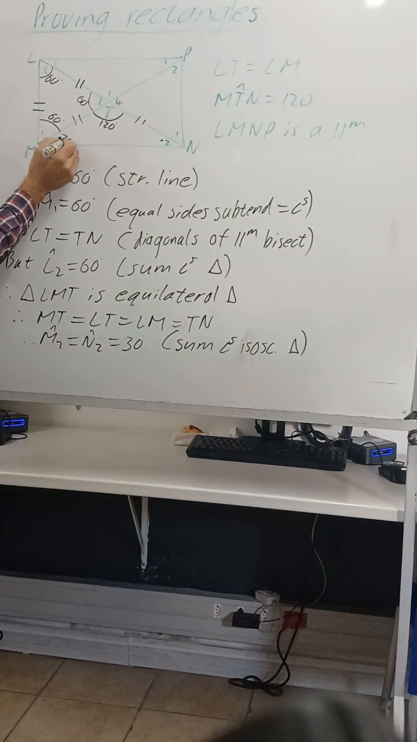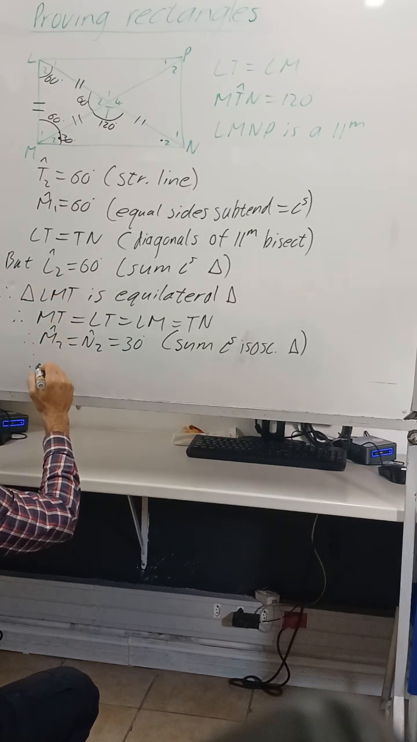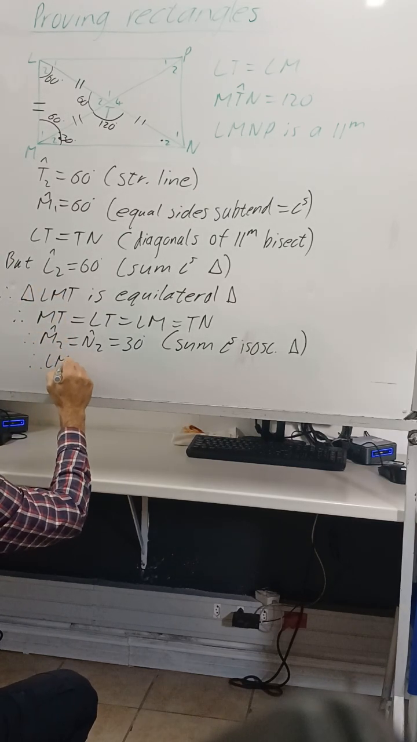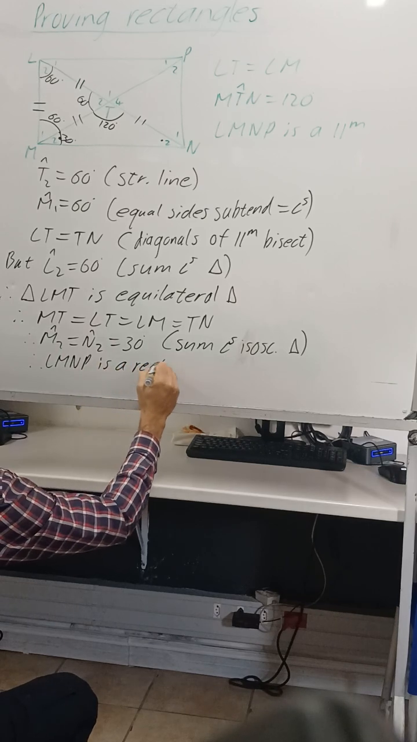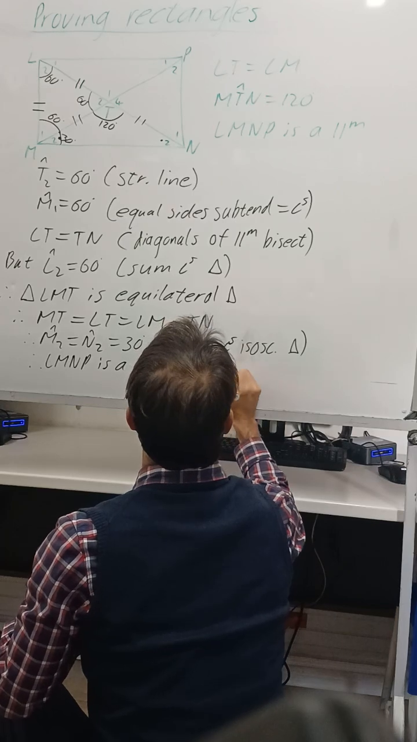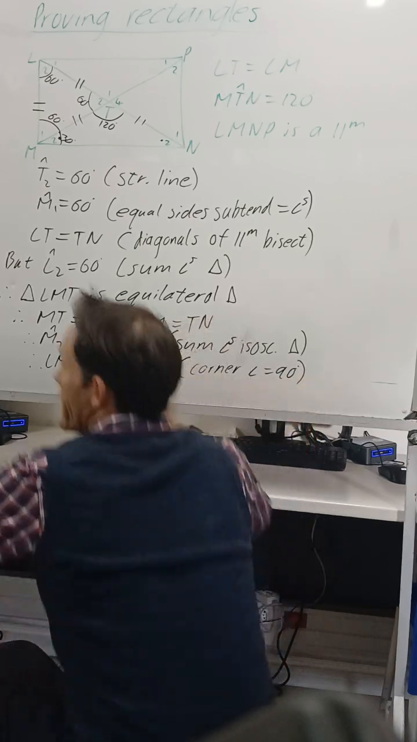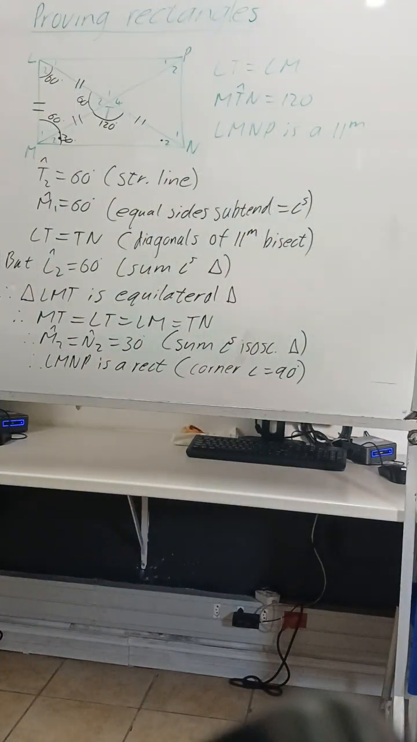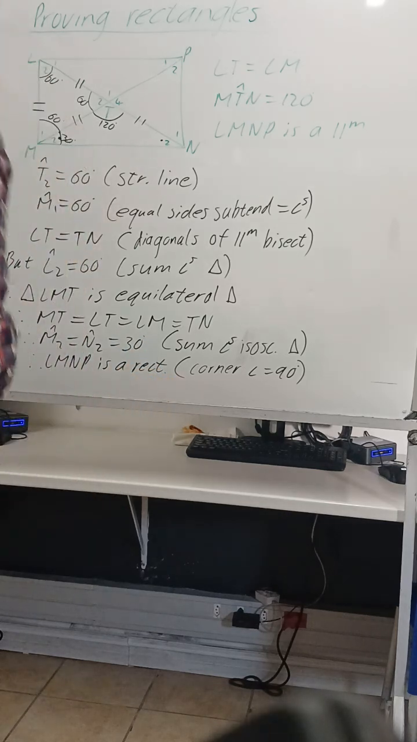And then we can say, because we showed it's 30, therefore LMNP is a rectangle. Now the reason: corner angle equal to 90 degrees. Remember that's the statement for a rectangle. Corner angles are equal to 90 degrees. So it's a rectangle, because we showed it's equal to 90.